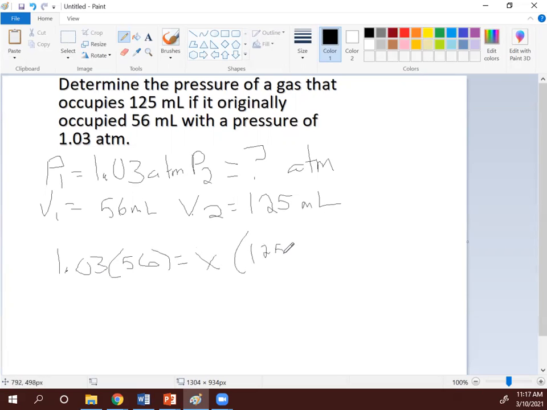Now, before you solve this out, you can think to yourself, Boyle's law tells me if pressure goes up, volume goes down. So if volume went up, pressure goes down. So my volume went up, didn't it? Yes. So my pressure should do what? Go down. And it's by not quite a half, a little bit more than a half, correct? So 1.03 times 56 divided by 125 is 0.46 ATM, because that's what my units were.